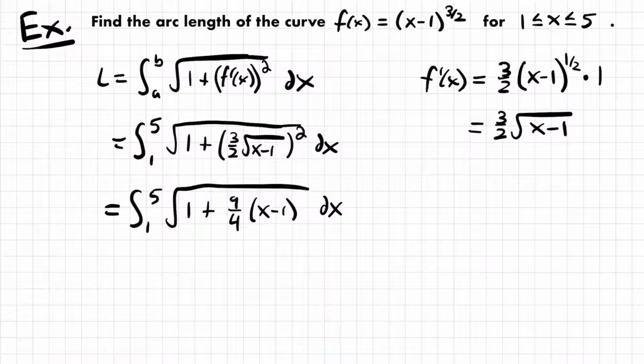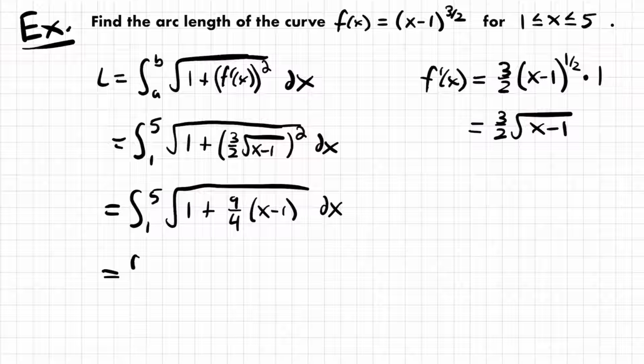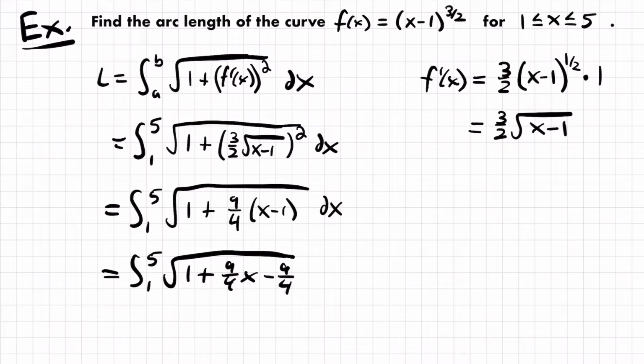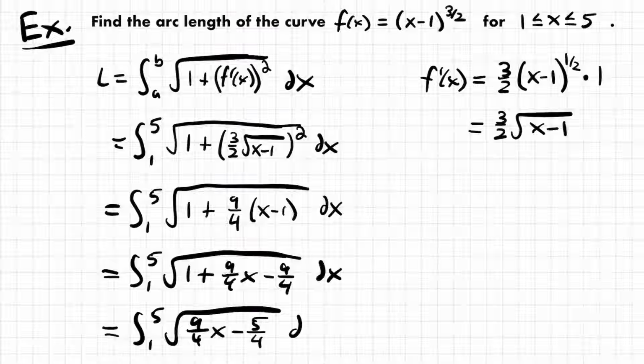Okay, and so to simplify further, we can distribute this 9/4 through this quantity, and so we'll have that this is equal to the integral from 1 to 5 of the square root of 1 plus 9/4 times x minus 9/4. And then we still have dx. Okay, and then we can combine our like terms. We have 1 and -9/4 that we can combine. And so if you subtract 9/4 from 1, you'll be left with -5/4. And so this will be equal to the integral from 1 to 5 of the square root of 9/4 times x minus 5/4 times dx.